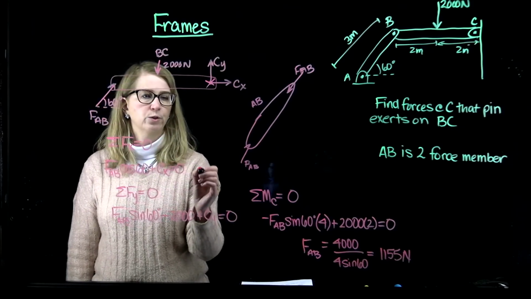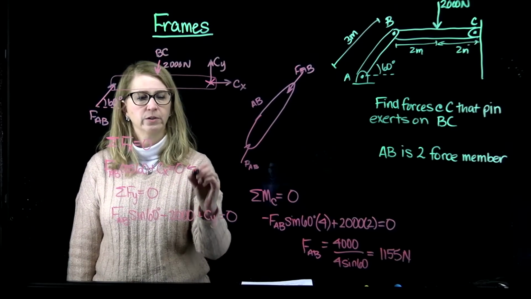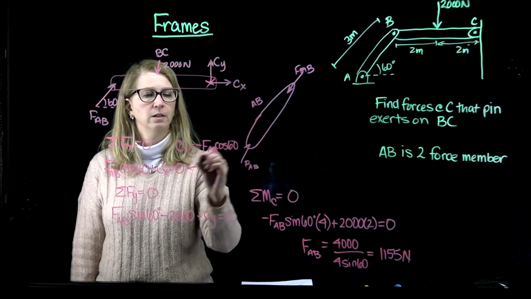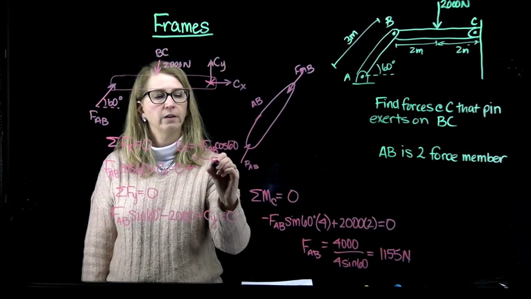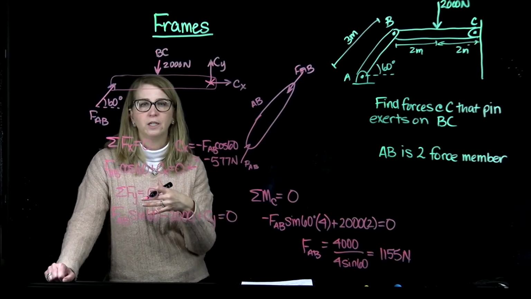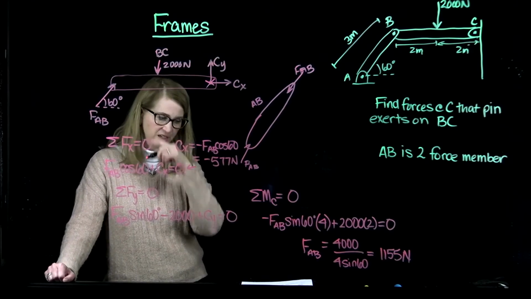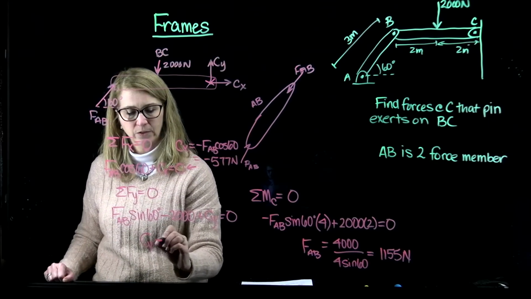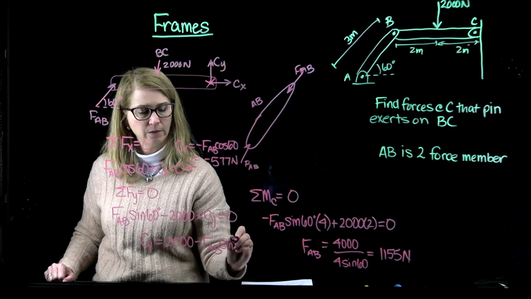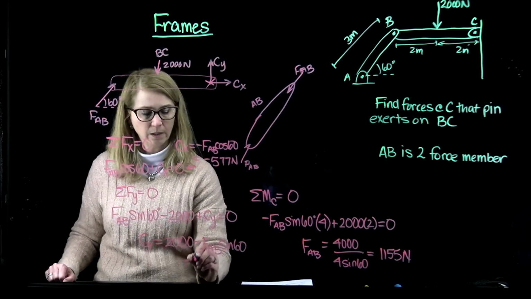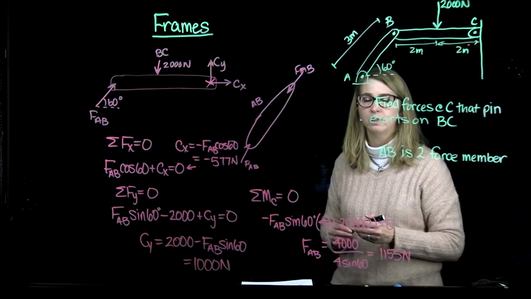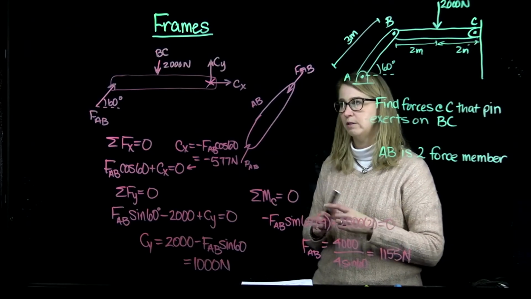I can then go into this expression, use this to find CX. CX is going to be minus FAB cosine 60, and that will end up to be minus 577 newtons. And so the reason that that was negative is because it actually is a force to the left, and so that's what that negative sign means. CY is going to be equal to 2,000 minus FAB times the sine of 60, and that turns out to be 1,000. And that one turned out to be positive, so my direction was correct, and it is actually in the positive direction.